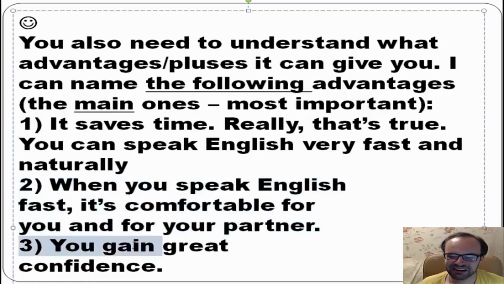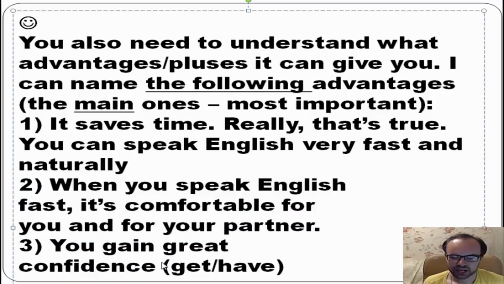So you gain great confidence. Gain means get, so you get or you have great confidence. It means that you believe in yourself. You think, oh, I can think in English. So it's really good. It's like having wings and you're flying in the sky. So you see, it's an amazing feeling.